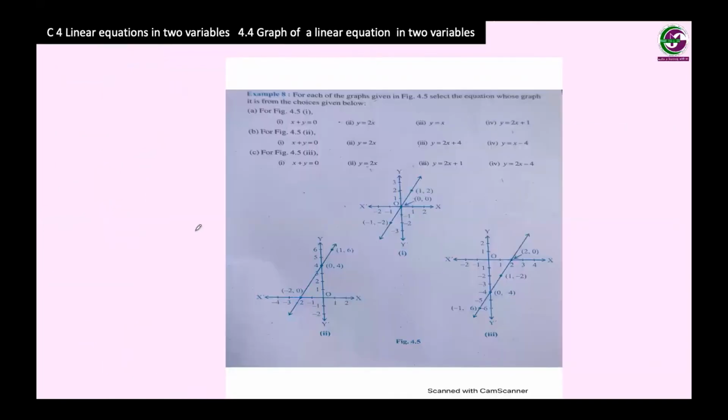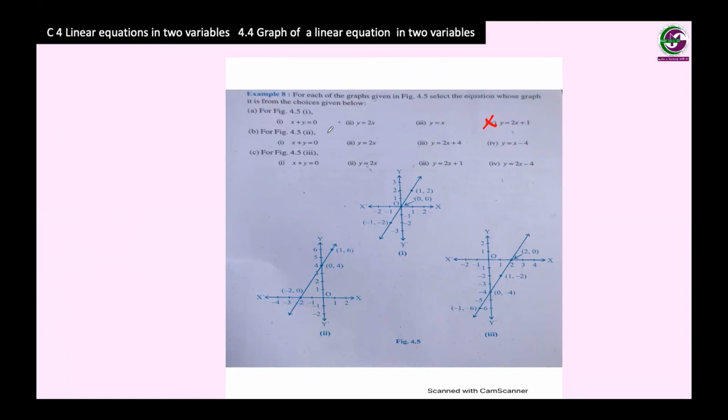The second method will help you to find out what are the equations corresponding to each of the graphs given below. Let us see the first graph here. It is passing through origin. So C will be 0. And here are the examples. X plus y is equal to 0. Y is equal to 2x. Y is equal to x. And y is equal to 2x plus 1. Here there is no chance of this one because C should be 0. Here C is 0. C is 0. C is 0. So one of them will be the answer.